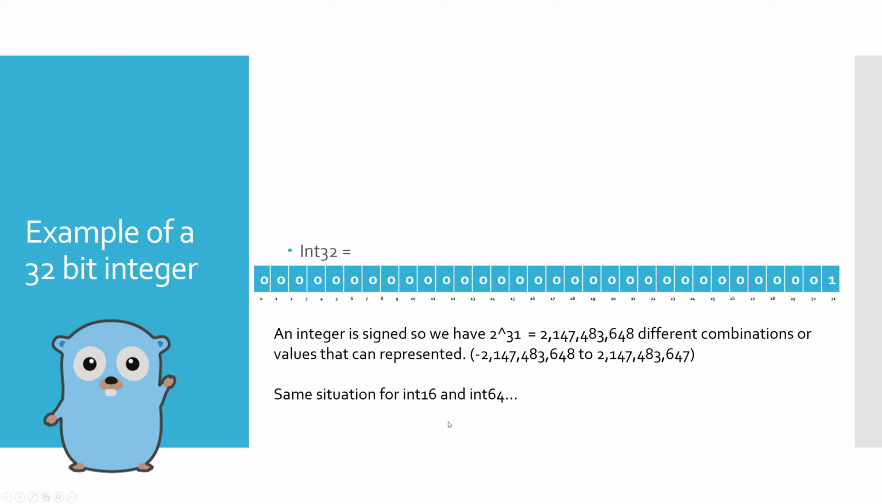And this is the same situation for 16-bit integers and 64-bit integers. Obviously, a 16-bit integer wouldn't be able to represent as many numbers or as large values, and obviously a 64-bit integer would be able to represent much larger values.